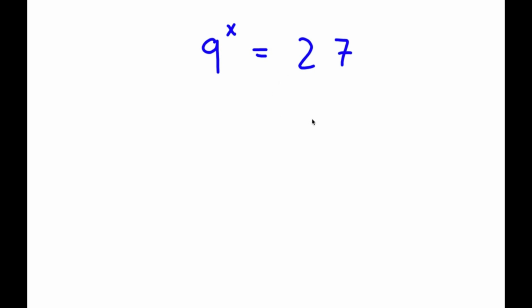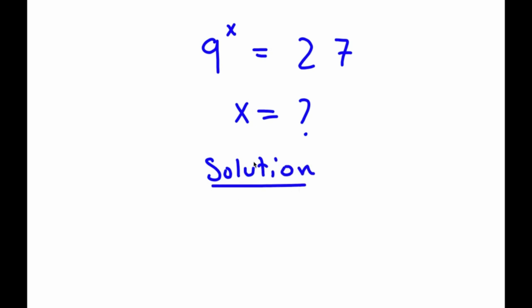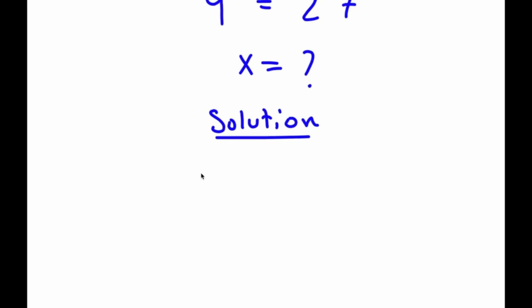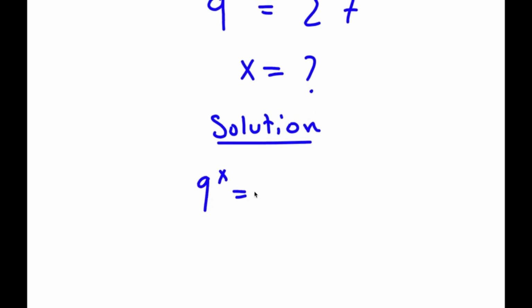Alright, in this problem, I have 9 to the power of x is equal to 27. So I want to find the value of x here. So for my solution, first start with 9 to the power of x is equal to 27.